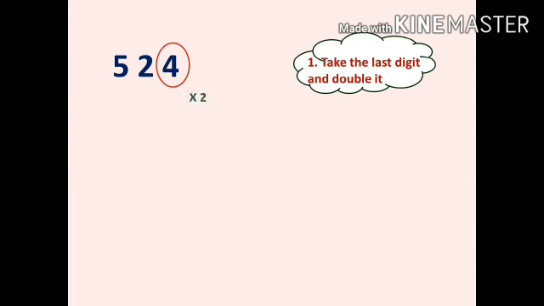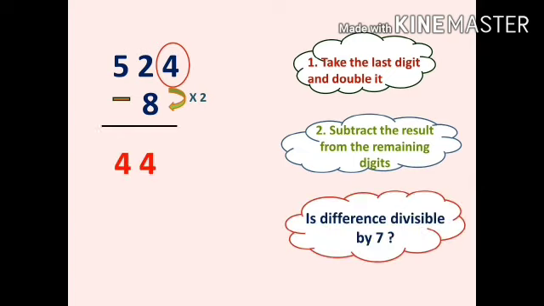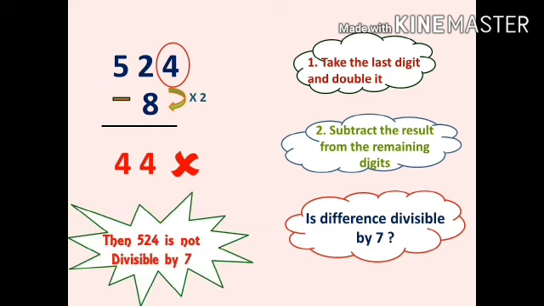First, we have to take the last digit and double it. That is, we take the last digit 4 and multiply it by 2, so we get 8. Second, we subtract 8 from 52, so we get 44. Next, we check whether 44 is divisible by 7. We know 44 is not divisible by 7, so 524 is also not divisible by 7.